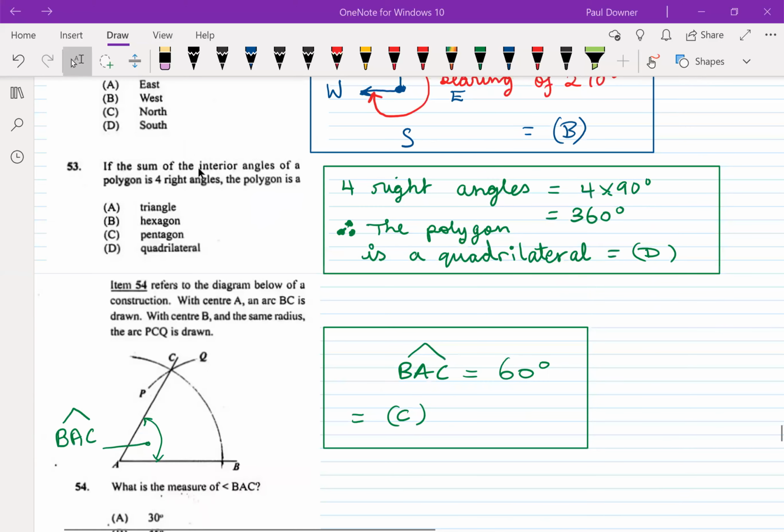They say if the sum of the interior angles of a polygon is 4 right angles, what is that polygon? Well, that's pretty easy because 4 right angles is 4 times 90 degrees, because one right angle is 90 degrees. So 4 right angles will be 4 times 90 degrees, which is 360 degrees.